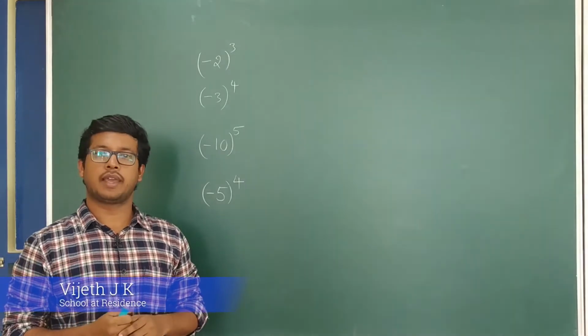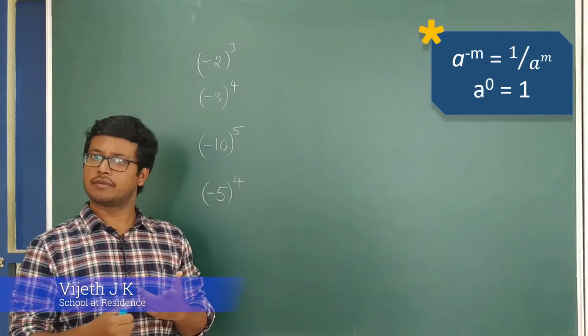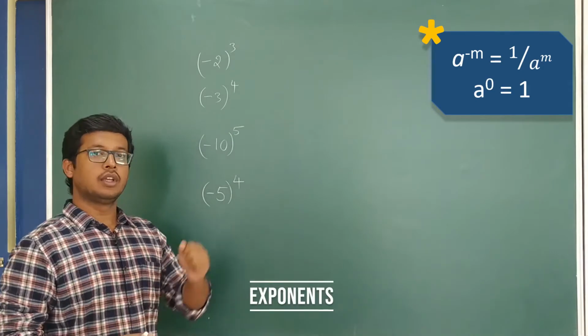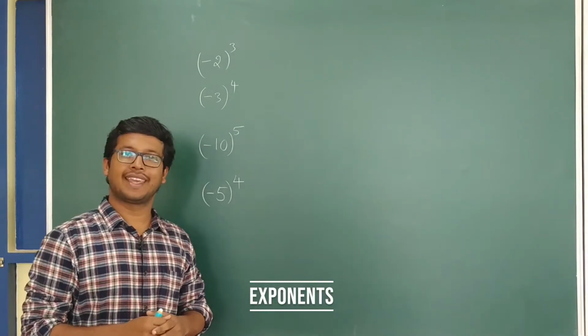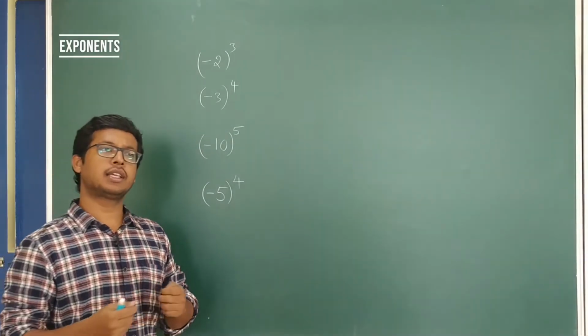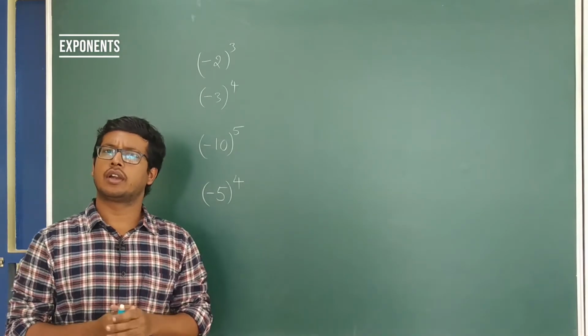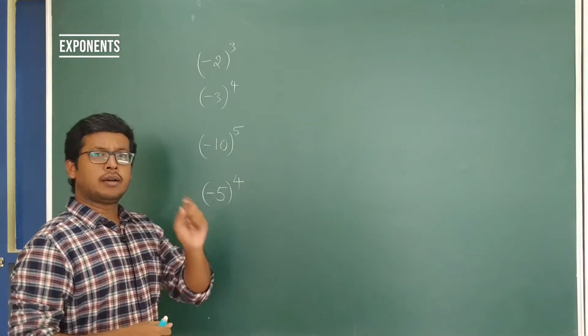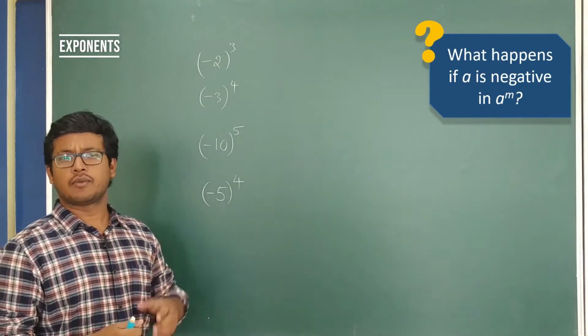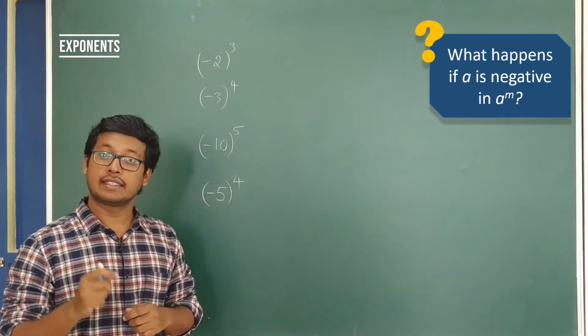We saw the properties of m. M can take negative, 0 or positive. So here we study properties of a. A, as I said, can be either negative, positive or even 0. One particular case we study here is what happens if a is negative.